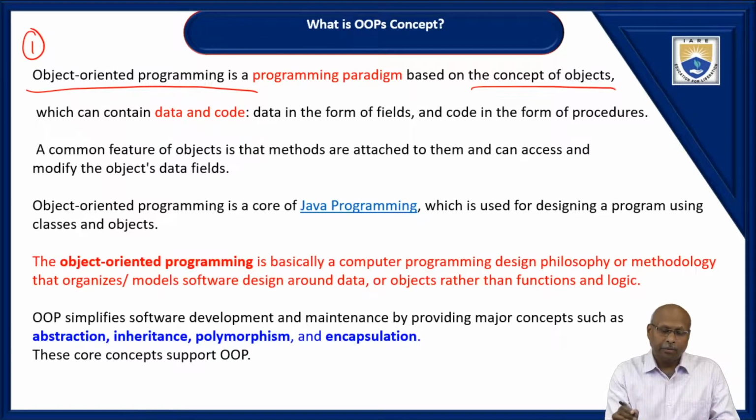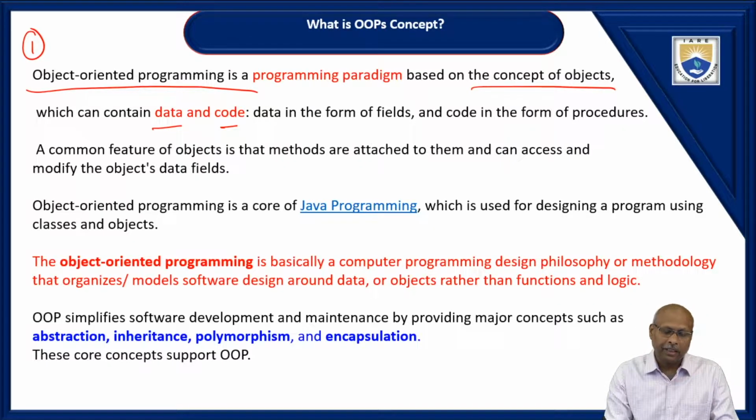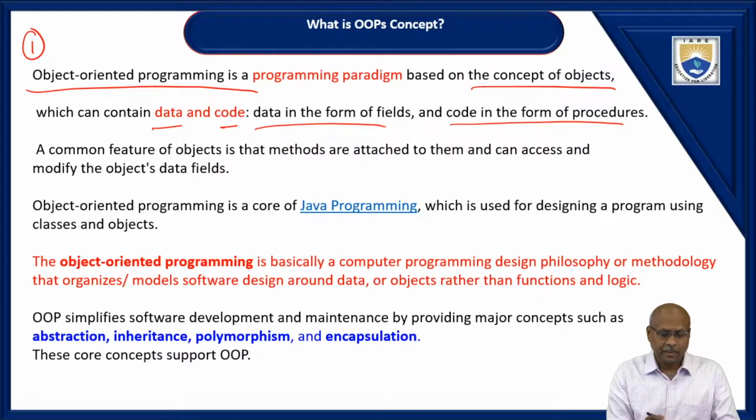In object-oriented programming, we concentrate completely on objects. Every object has a combination of 2 things, data as well as code. The object contains both the data and the code which is going to process the data. The data is in terms of fields and the code is in terms of procedures. So when I say object, you should think of these 2 things: what attributes are there and what methods are there. Your complete program relies on objects. A common feature of objects is that methods are attached to them and can access and modify the object's fields.